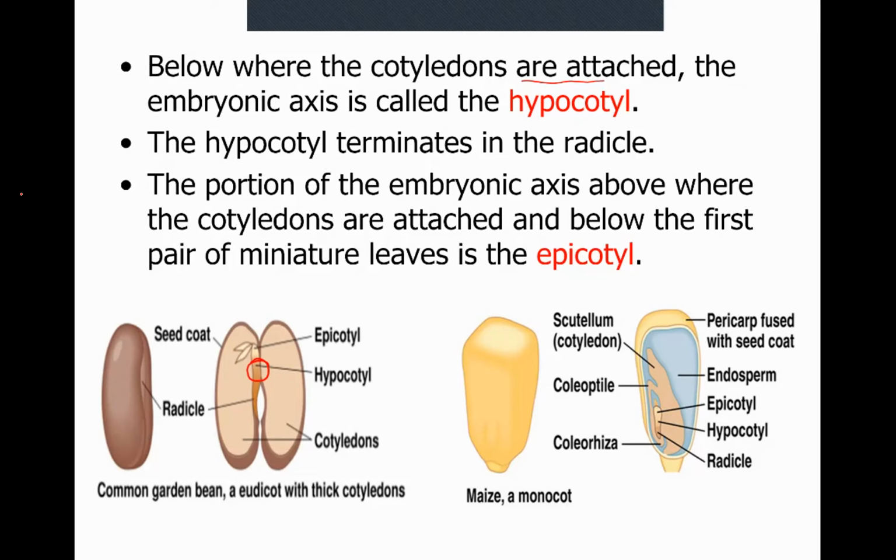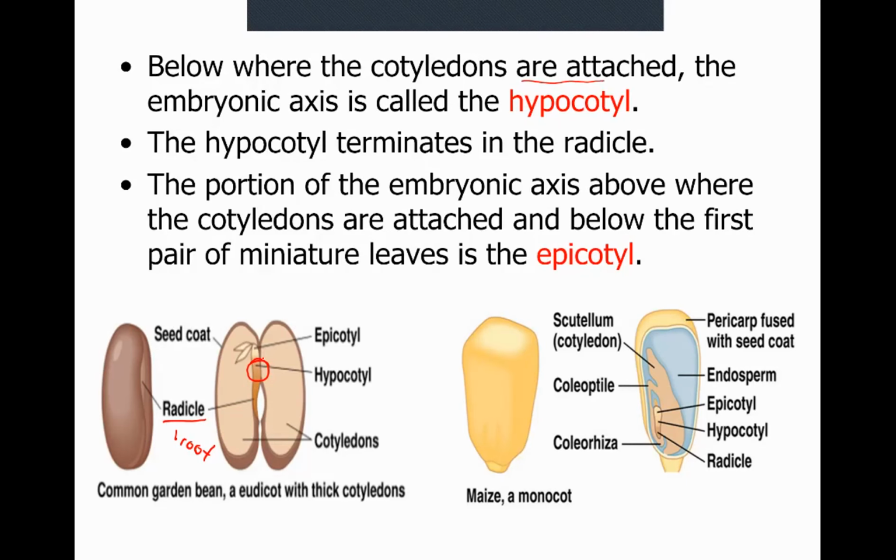Okay, hypocotyl terminates in the radicle. So maknanya this is radicle. Radicle besok akan jadi root. Okay, hypocotyl terminates in radicle. So when roots are developed, hypocotyl nanti akan terminate lah macam tu.